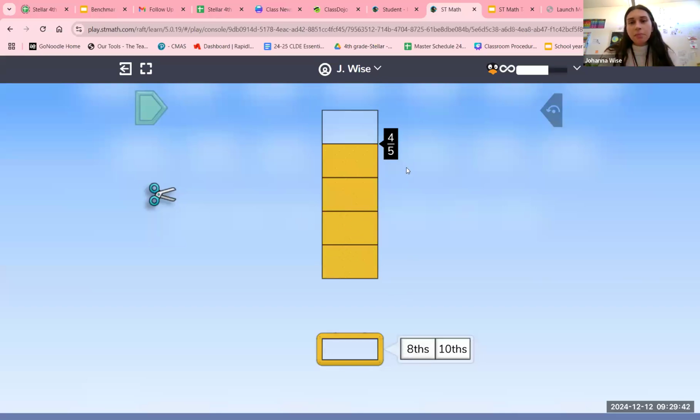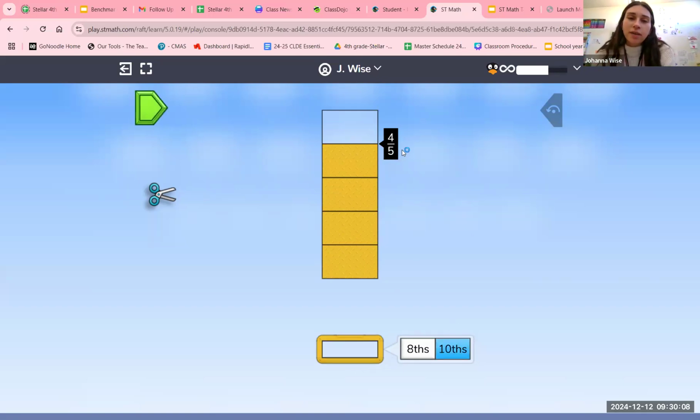So, can I multiply a number by 5 to get to 8? Let's see, I'm going to count by 5s to see if 8 is anywhere in there. 5, 10, 15, 20. I don't hear an 8 anywhere in there, so eighths is not going to work. What about tenths? Can I multiply a number by 5 to get to 10? 5, 10. I can. 2 times 5 is 10.